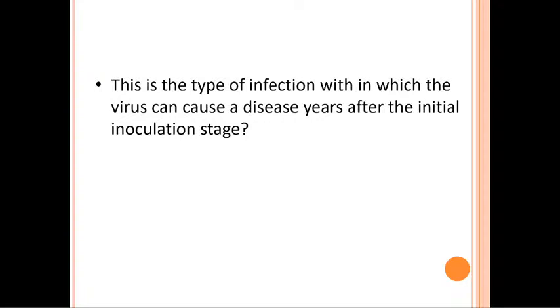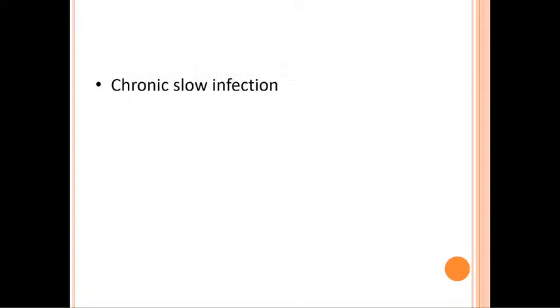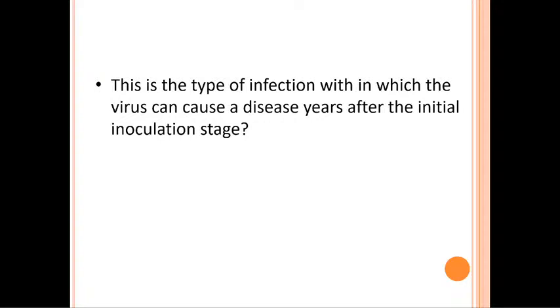Chickenpox. Di ba? It can present itself as chickenpox and then it can become shingles pag adult ka na. So see? This is the type of infection in which the virus can cause a disease years after the initial inoculation, chronic or slow infection. Okay? Chronic or slow infection. So, for example, you have just one viral particle of it right now, and that viral particle will slowly but surely spread. Okay? Slowly but surely. So, anong example nitong chronic and slow infection?